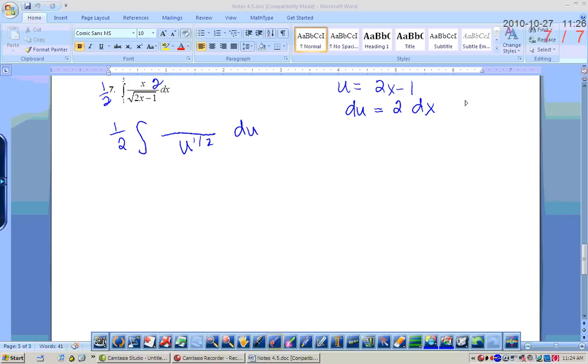All right, so u is 2x minus 1, du is 2 dx. So I stuck my 2 in and my 1/2 out. But how do I deal with this x? Okay, good, solve for it. So x is going to equal u plus 1, thank you, divided by 2.